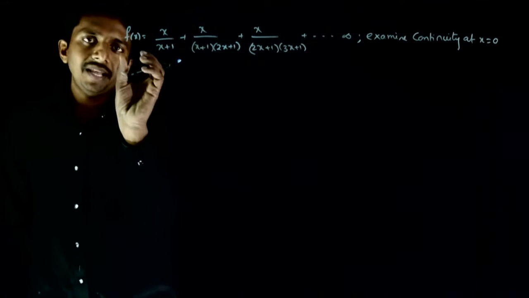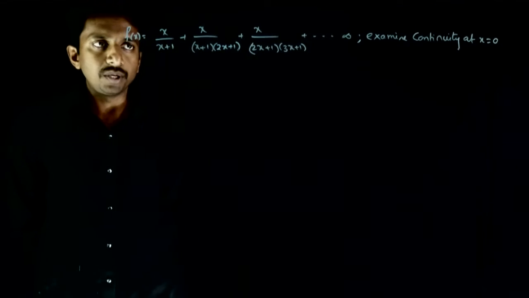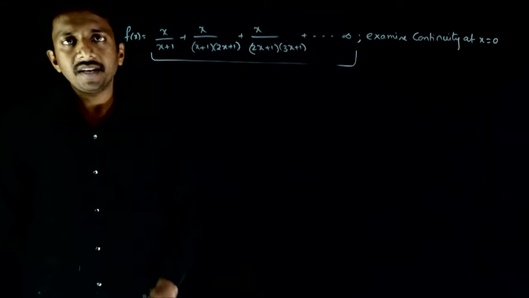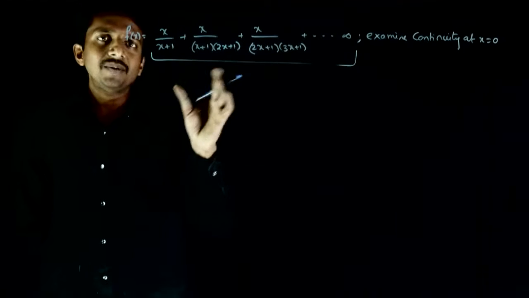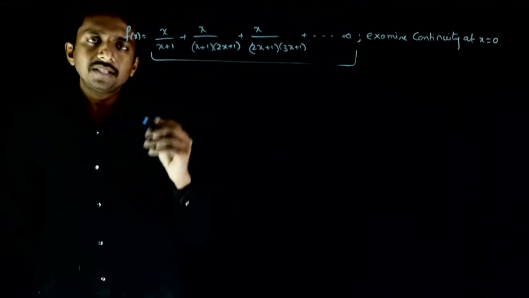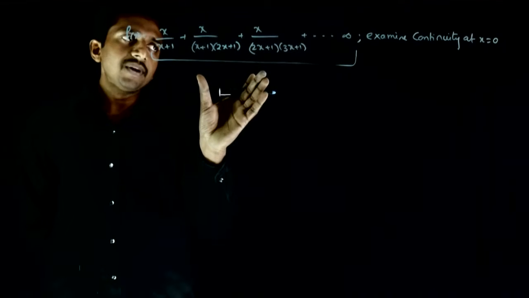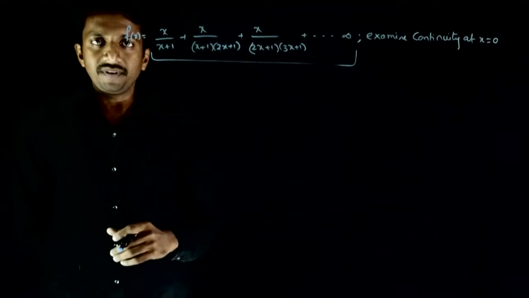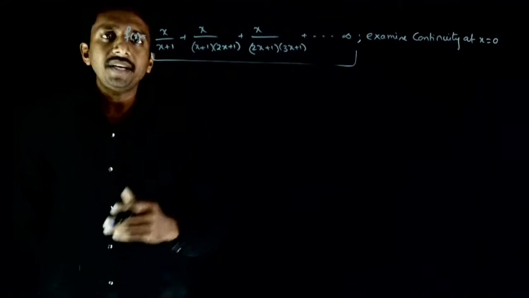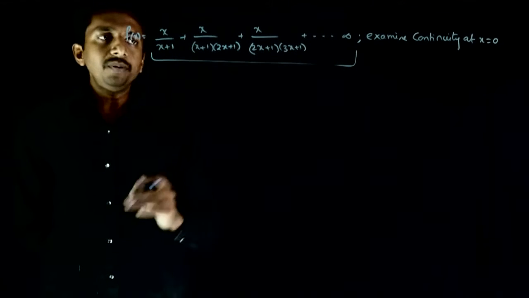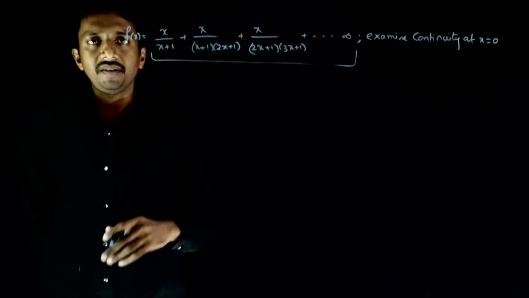So before trying to analyze the continuity of f of x at x equal to 0, let us try to find the sum of this sequence. So what is the sum of this sequence? Let us find the sum of n terms of this sequence, and after this let us make n tend to infinity. That gives you the sum up to infinite terms of this sequence.